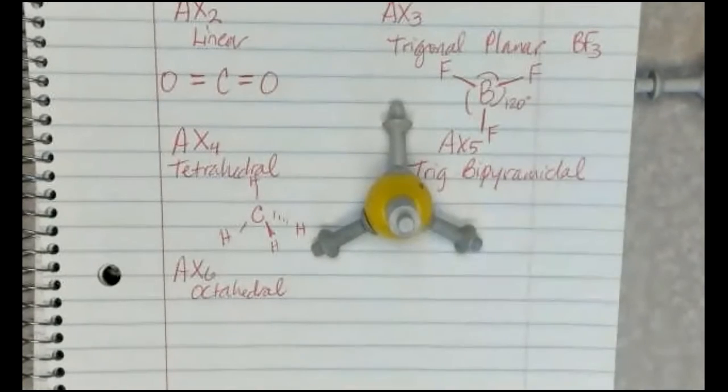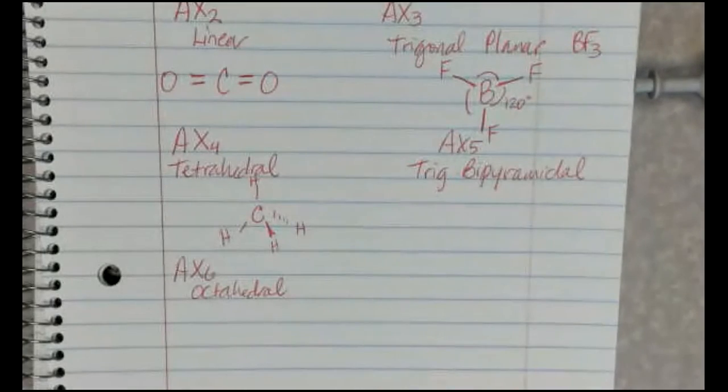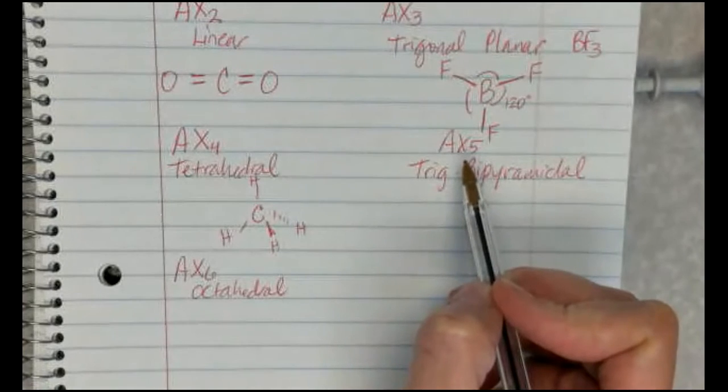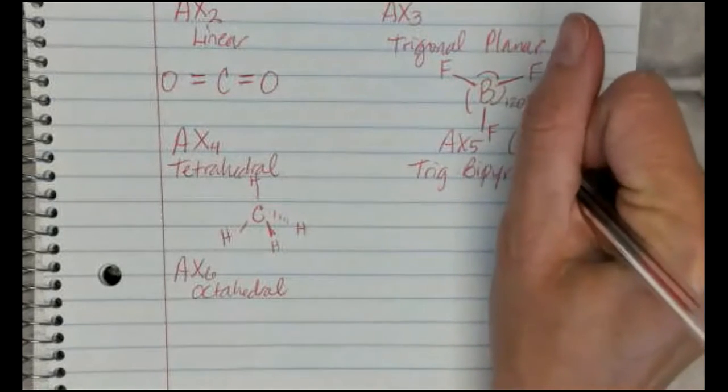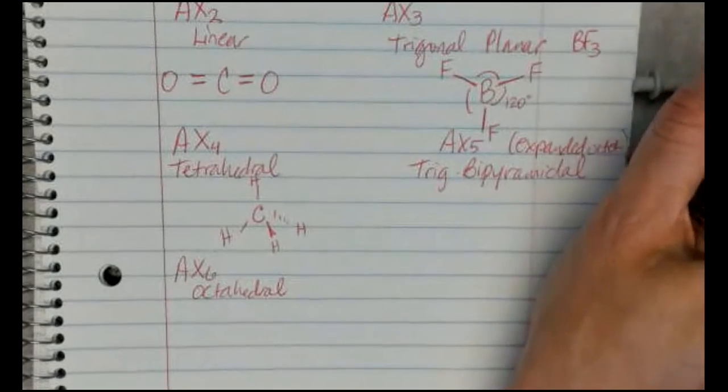So there's your CH4. Then trigonal bipyramidal. What we have here is a center element with 5 bonds. And so this is obviously going to be an expanded octet because we now have 5 bonds around the center element, right?